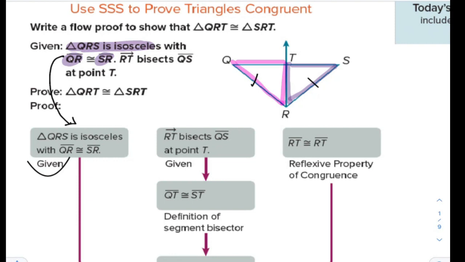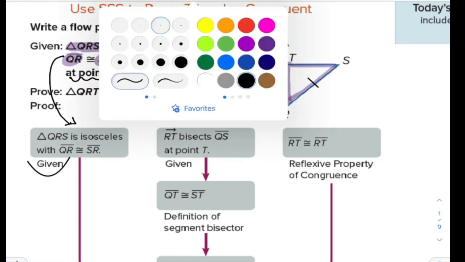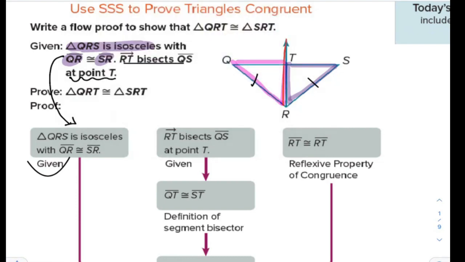Okay, what's the second statement? The second statement states that RT bisects QS at point T. RT is this line or this ray actually. Bisects means cuts at the middle. منصف, cuts this segment at the middle. That means مباشرة we know directly that QT is congruent to TS. And this is the definition of the segment bisector.